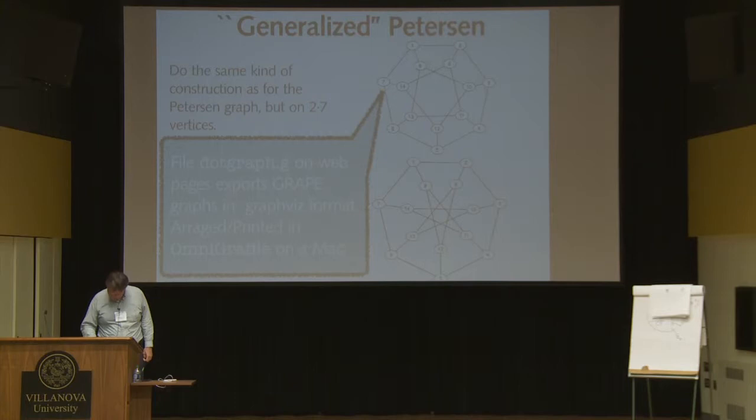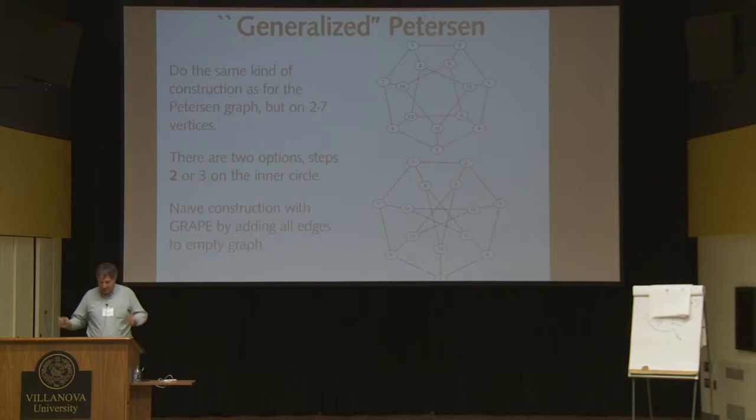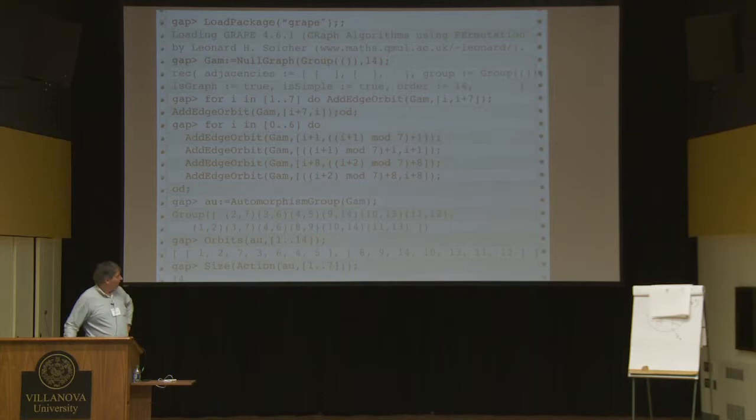Anyhow, that's just a side remark. So yeah, we can make these constructions with 2 or 3 steps of 2 or 3 in the inner circle, and I just want to show you very naively a construction how one can put these graphs into GRAPE. So we load the GRAPE package, which, as I mentioned, was written by Leonard Soicher.